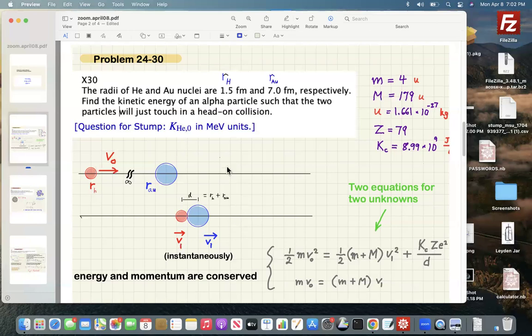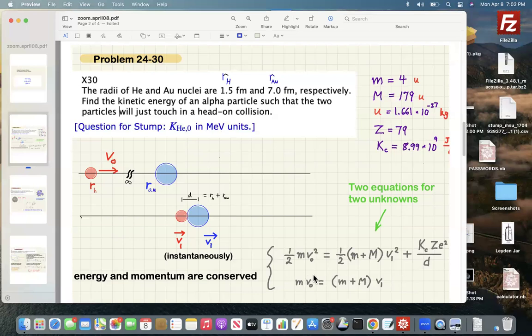We always start with a picture. So here's a picture before the collision. The alpha particle is coming in with a velocity v0. The gold nucleus is just sitting still. Then at some time, they'll be just touching. And at the instant when they're just touching, they'll both be moving with the same speed, v1. And there are two conservation laws: conservation of energy and conservation of momentum.